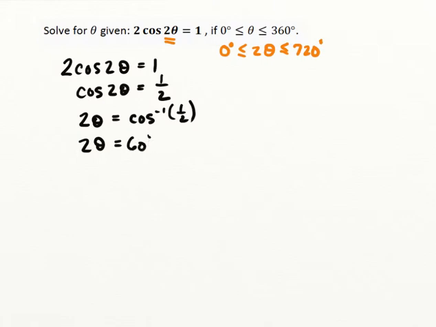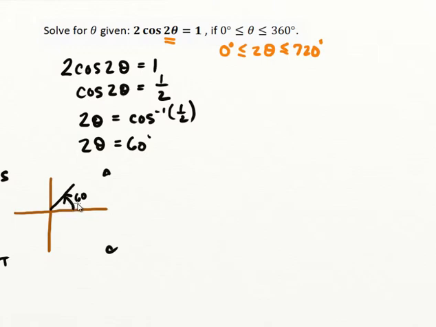Okay? Well, if I draw a quick little grid here, 60 degrees is in the first quadrant, right there. And my CAST rule tells me that that is where all of the ratios are positive. And I'm dealing with a cosine ratio of positive 1/2. So 2 theta is 60.